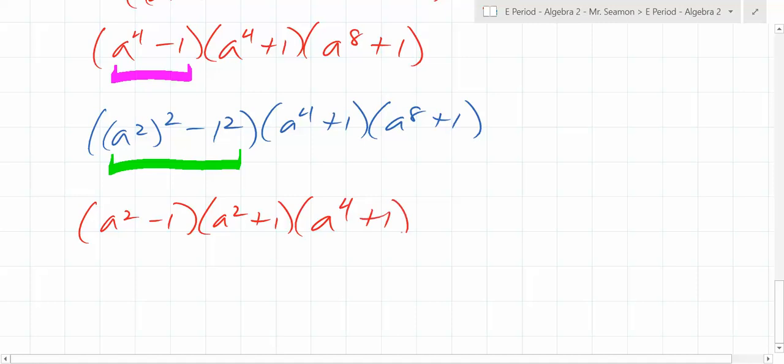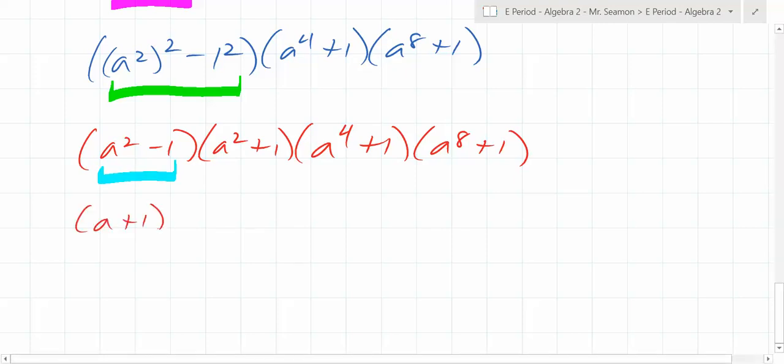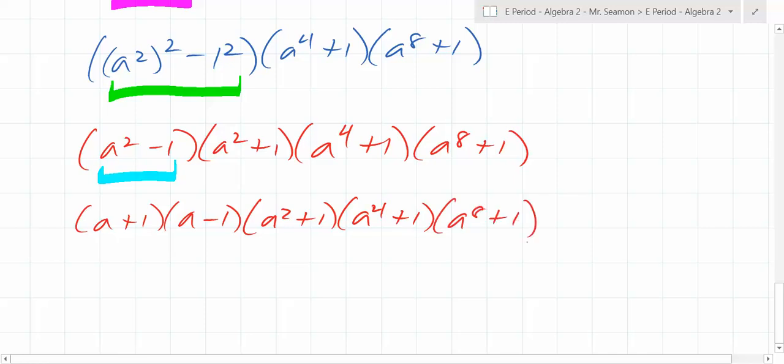You have sum of squares right here, two of them. But are you done? No. Nope, not done. Now you have the blue one. So what does this become? A plus 1 times a minus 1 times a squared plus 1 times a to the 4th plus 1 times a to the 8th plus 1. No, you're done. These right here are all sum of squares, so you can't.